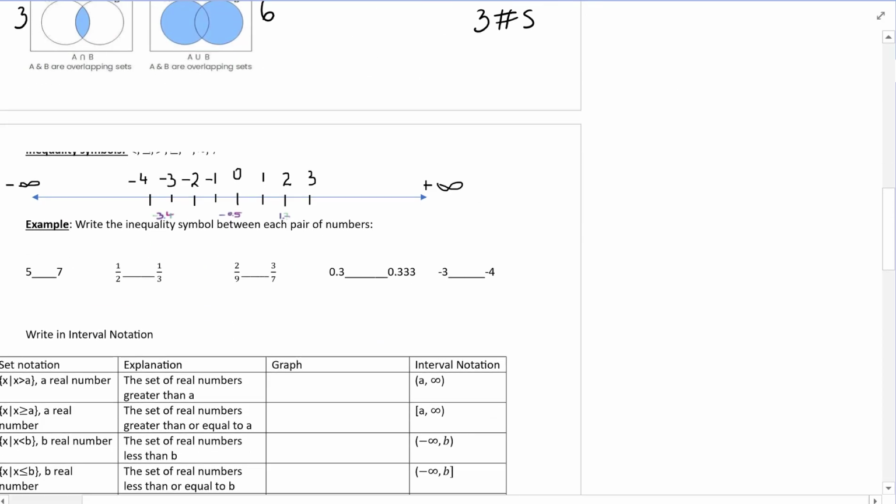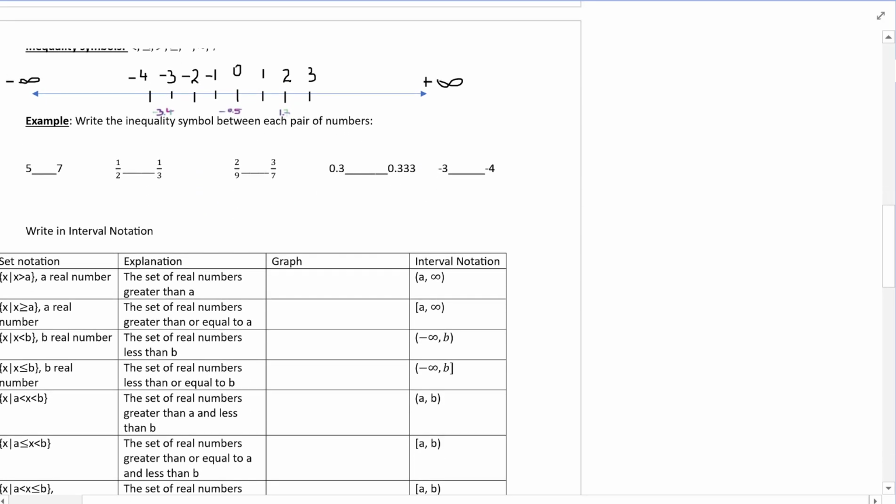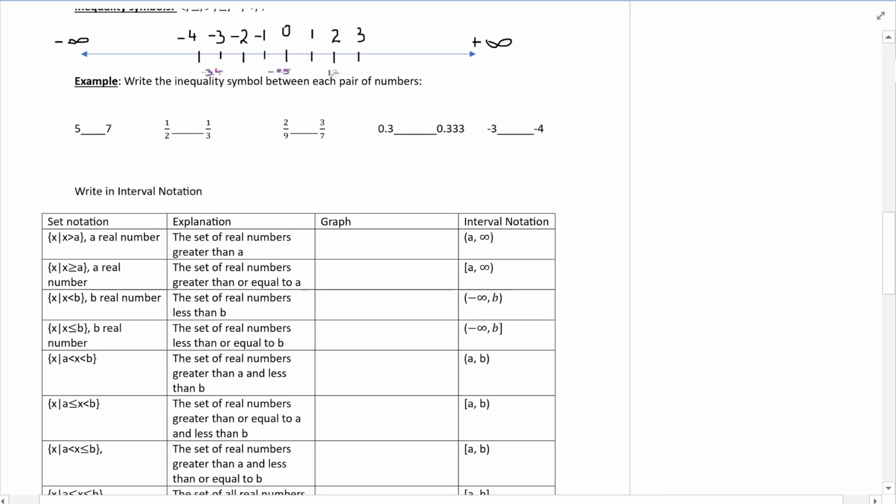But let's take a look at how the intersection and union are going to look for interval notation. So first of all, here is the number line, right? It starts with negative infinity and goes to positive infinity. It has a 0. It has positive numbers, negative numbers. I also represented some decimals here.